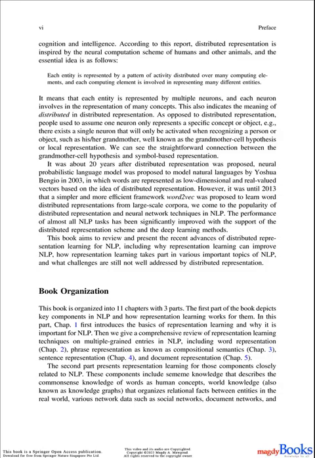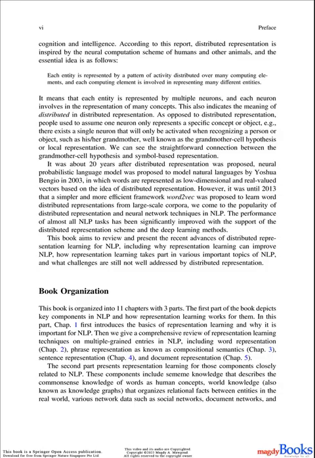As opposed to distributed representation, people used to assume one neuron only represents a specific concept or object, e.g., there exists a single neuron that will only be activated when recognizing a person or object, such as his or her grandmother, well known as the grandmother cell hypothesis or local representation. We can see the straightforward connection between the grandmother cell hypothesis and symbol-based representation.